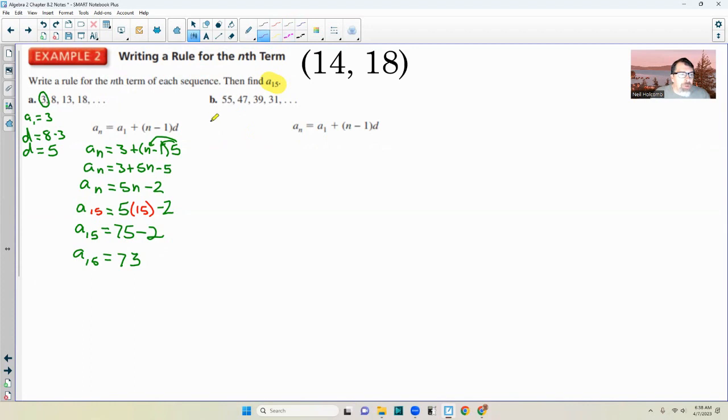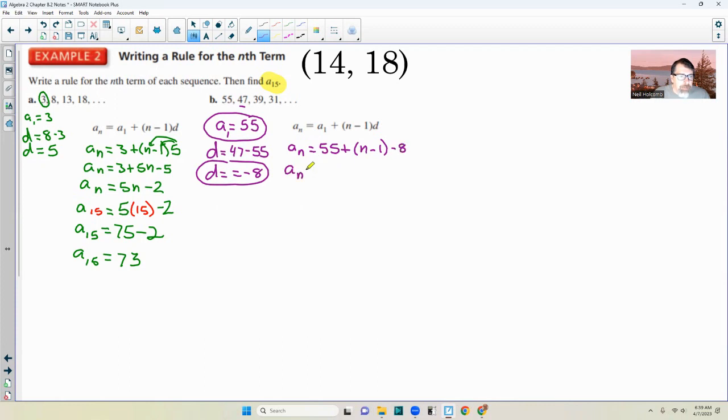Okay, so here's the next one. So I'm just going to list what I have. a sub 1 equals 55. And my d is going to be 47, my second term, minus my first term. So therefore my d equals negative 8. Okay, so I have my a sub 1, and I found d. So I'm going to say a sub n equals a sub 1, which is 55, plus the quantity n minus 1 times my d, which is negative 8.